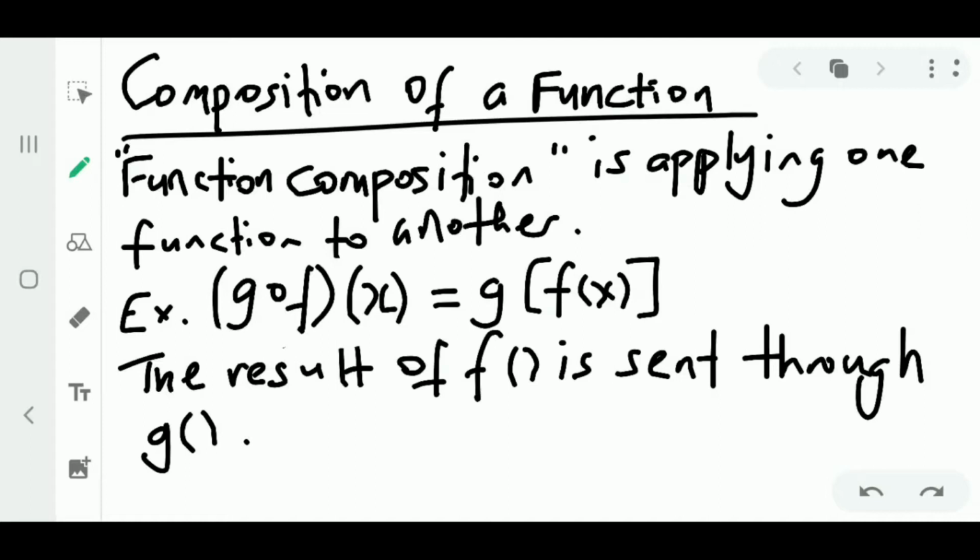So for example, we have g composition of f of x. So this circle here represents the composition. So it says g composition f of x. So it's g applied to f of x. So the result of f of x is sent through g of x.